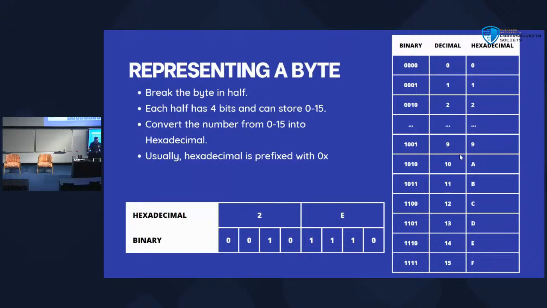So we break it in half into our 2 nibbles. The left nibble has 2, so that's just 2 in hexadecimal. The right nibble has an 8, a 4, and a 2, so that's 14, and so it's E in hexadecimal. And we can then convert hexadecimal to decimal because we have 2 16s, 32, and then we have 14 ones. So if we add that together, we should get 46.